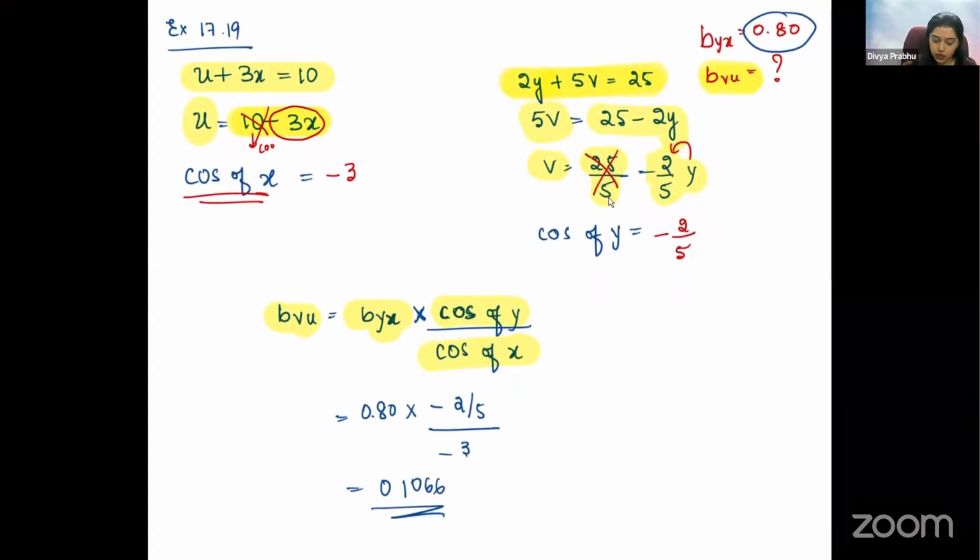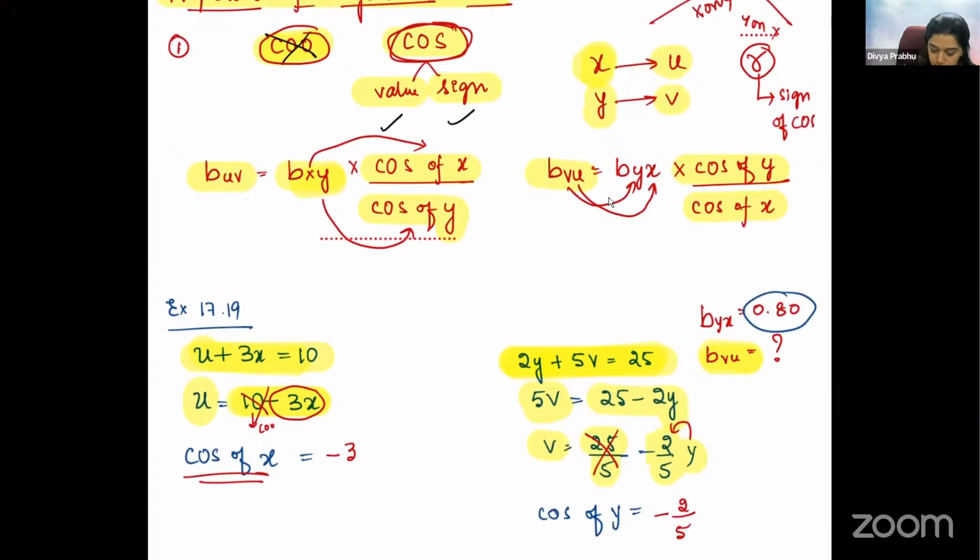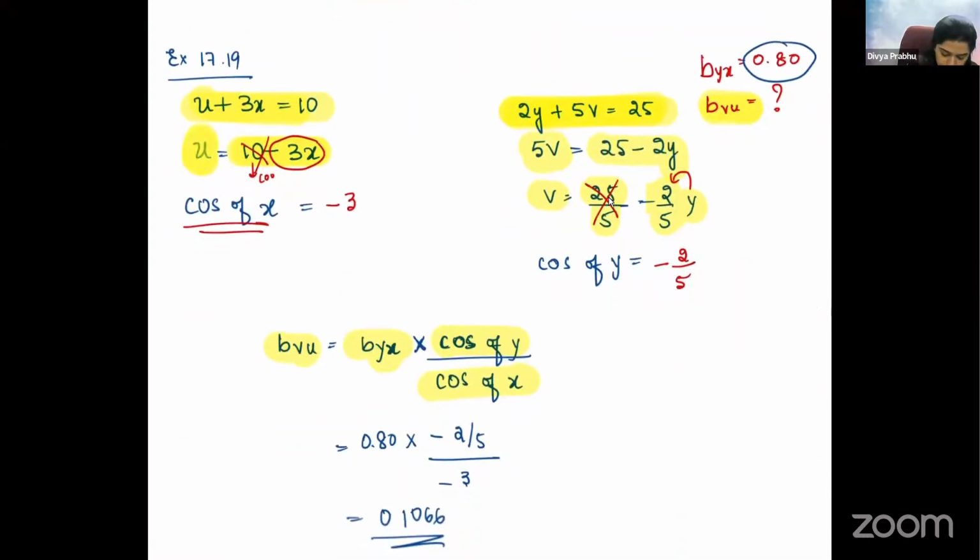Understood, everyone? So here, one thing you have to remember is when the equation is given, you have to always keep the new variable which is formed on the left hand side. I told you, x is changing into u, y is changing into v. So what is the new variable? U and v. U will be on the left hand side, v will be on the left hand side.